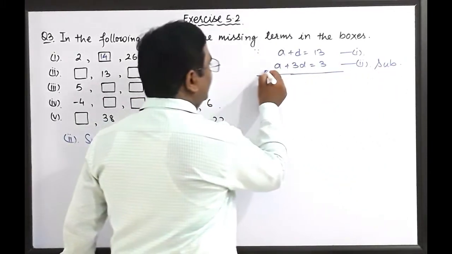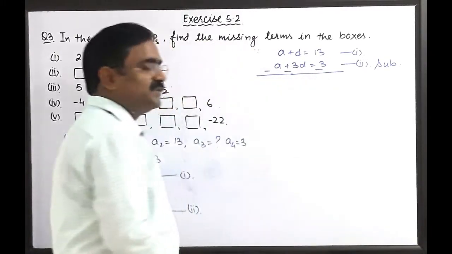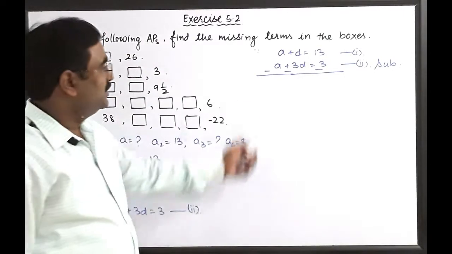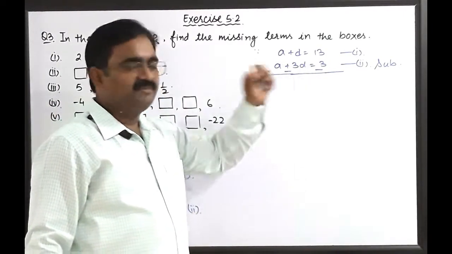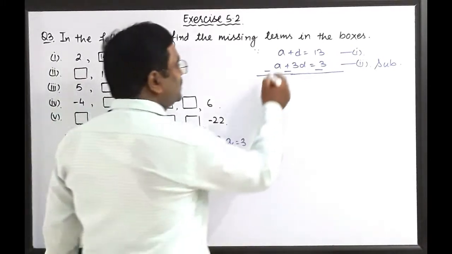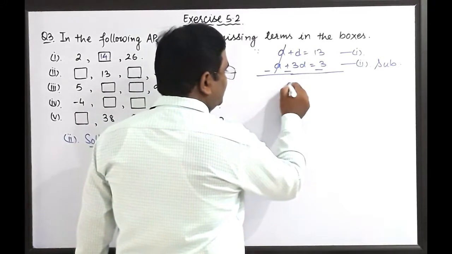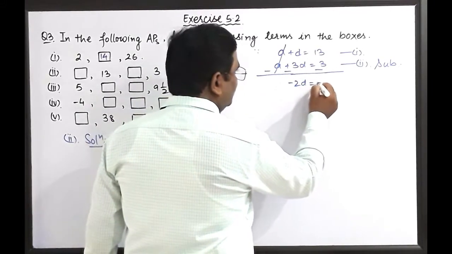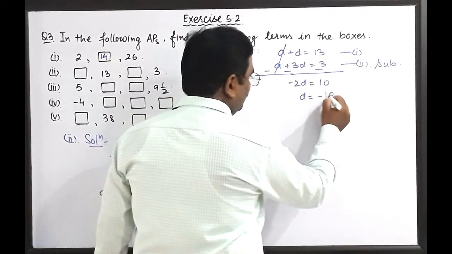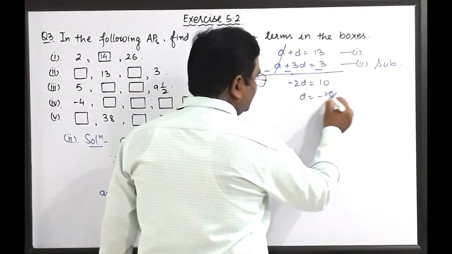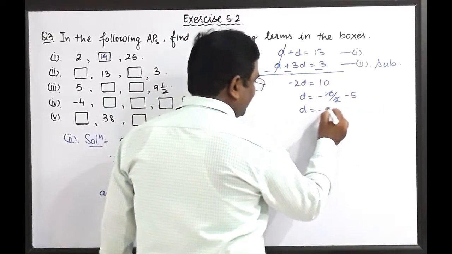So when you subtract, the sign of the lower equation, all the terms will be changed. Positive becomes negative, plus becomes negative, plus becomes negative. So now this term is cancelled. Now d minus 3d, which is equal to minus 2d, equals 10. So the value of d is equal to minus 10 upon 2, which is minus 5. d came minus 5. Okay.